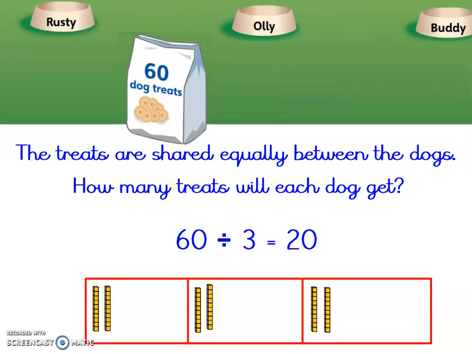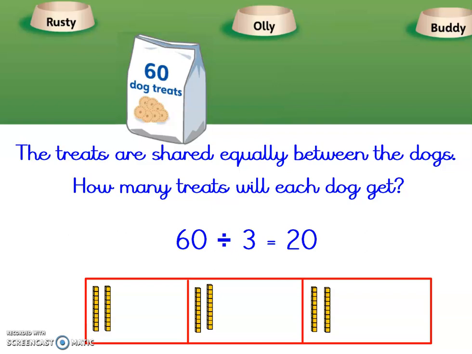So when we were looking at this question, the treats are shared equally between the dogs. How many treats will each dog get? Well, we know that there's 60 treats, and we're going to share them into 3 groups, which is going to give us 20 treats in each group. And this allows us to look at the pattern that we're starting from.